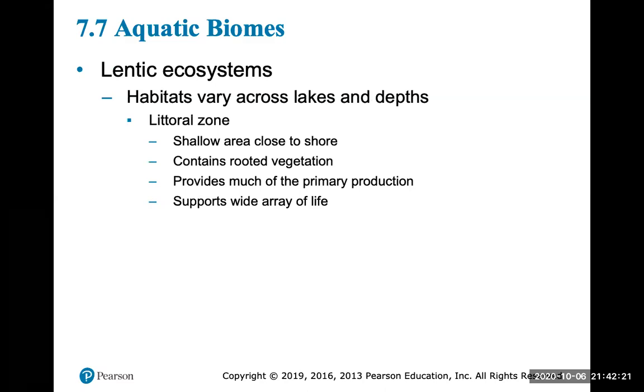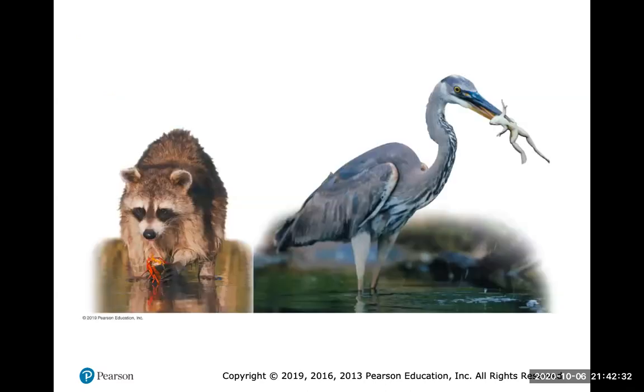The littoral zone is the shallow area close to the shore. It contains rooted vegetation, and it provides much of the primary production, and because of that, it will support a wide array of life. And you can see some of the different animals that would be found in these bodies of water, and what they feed on and what they need.